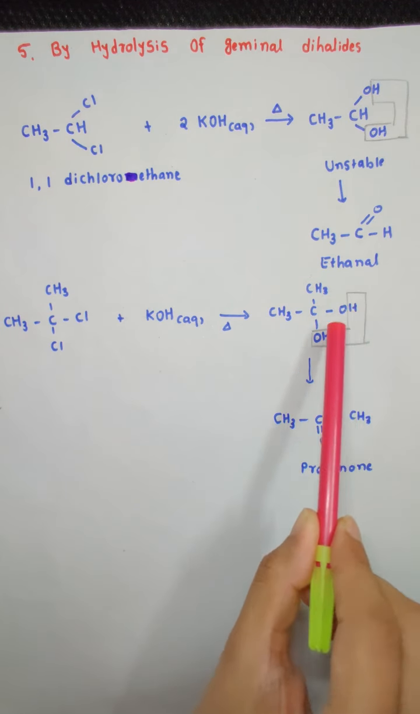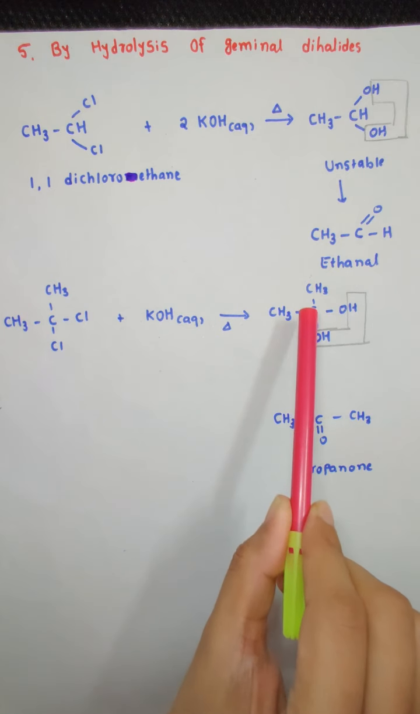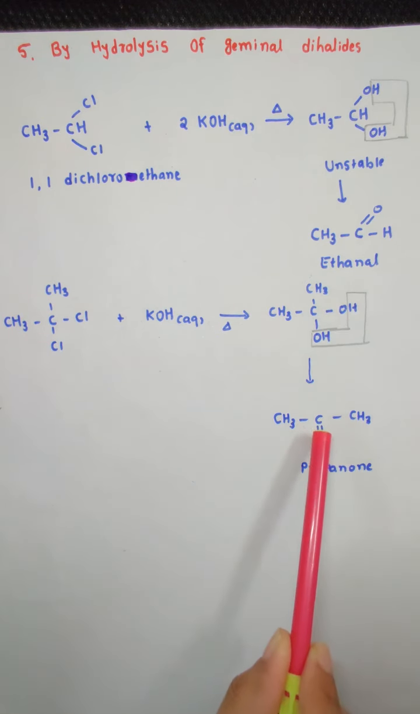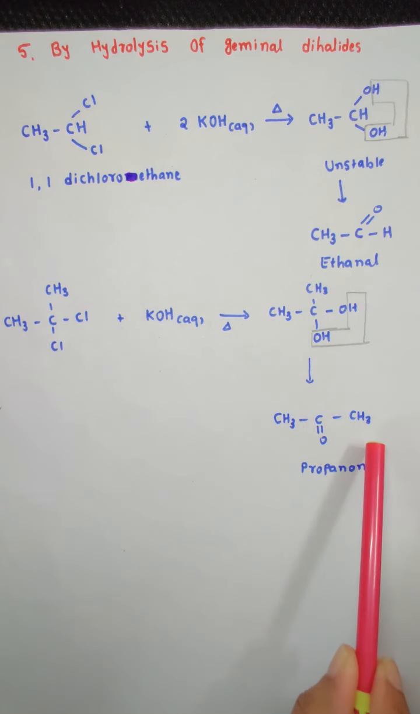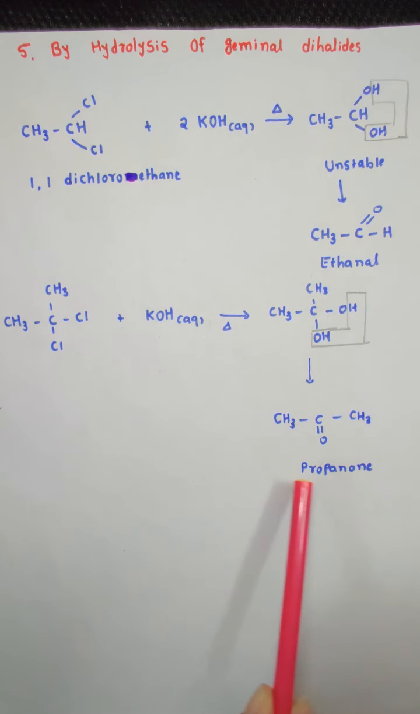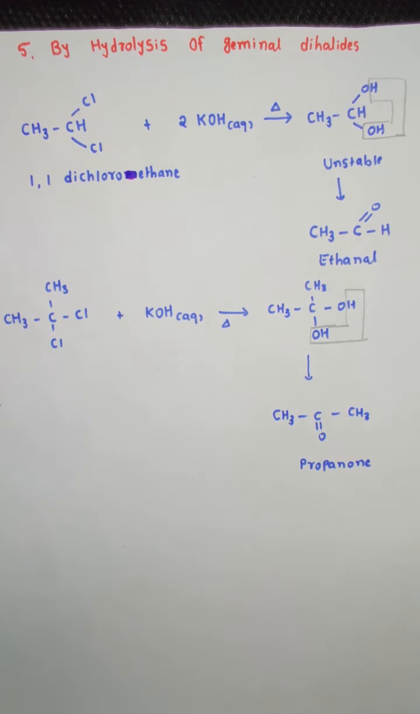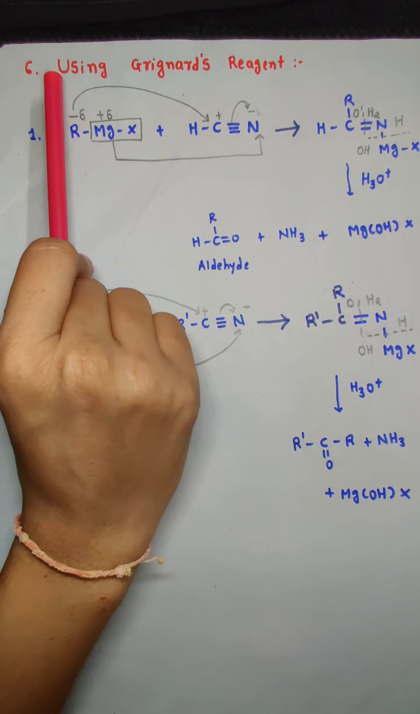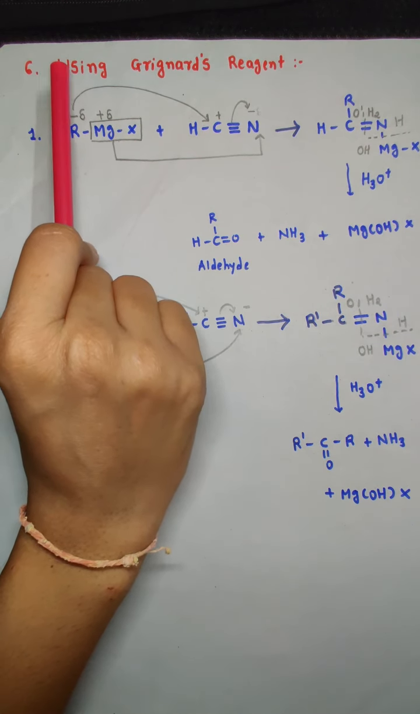So what is the product? CH3, C, oxygen hydrogen bond electron has shifted, so double bond O, and then CH3. So we will get the final product as propanone. So let us learn the last common preparation for aldehydes and ketones, which is using Grignard's reagent.